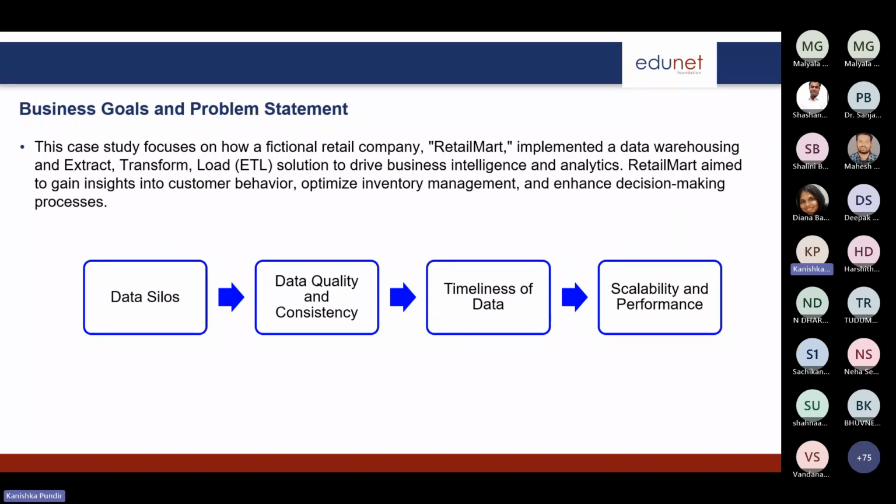Okay. Second problem statement was data quality and consistency. Data quality was low and consistency was not there. It was inconsistent data. They had to deal with inconsistent data. So that was the second problem statement. The third problem statement was timeliness of data. That is, there was no access to real-time data. So that was also one of the issues which led to their third problem statement.